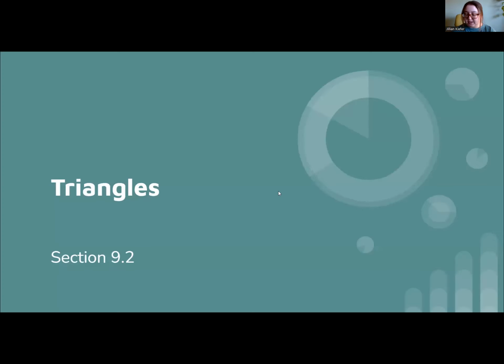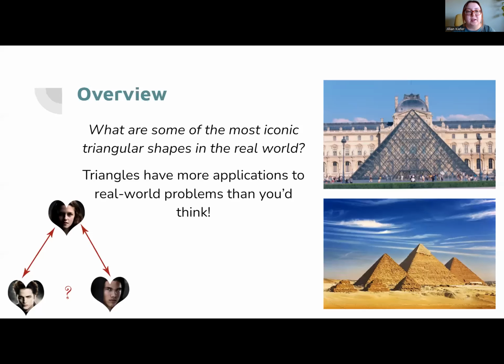Hello, everyone. We're going to go ahead and go over section 9.2, which is on triangles. As an overview, what are some of the most iconic triangular shapes in the real world? Triangles have more applications in real world problems than you'd really think.